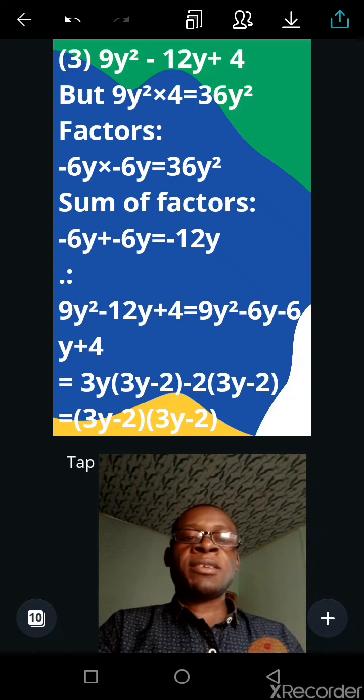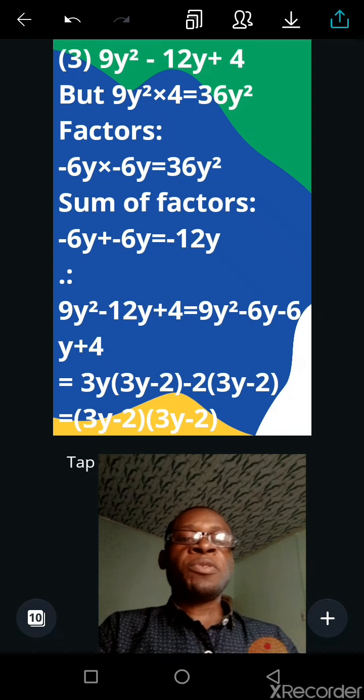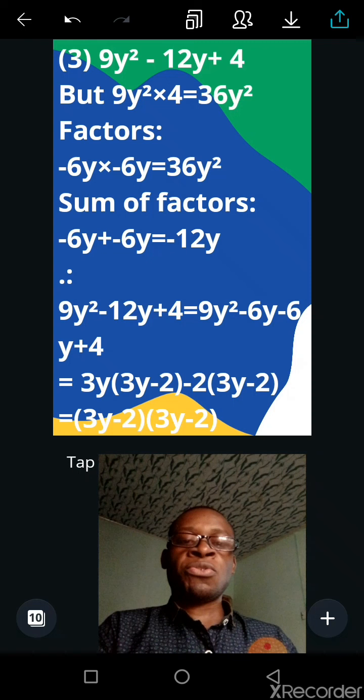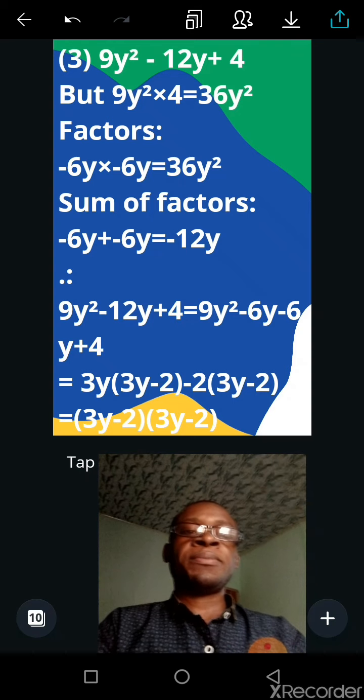So you close the bracket. We now have that. If you bring it down, you now have 3y minus 2 and the 3y minus 2. So the last thing we are supposed to have here is equal to, bracket open, 3y minus 2, bracket close, all raised to power 2. That is to make it perfect square.